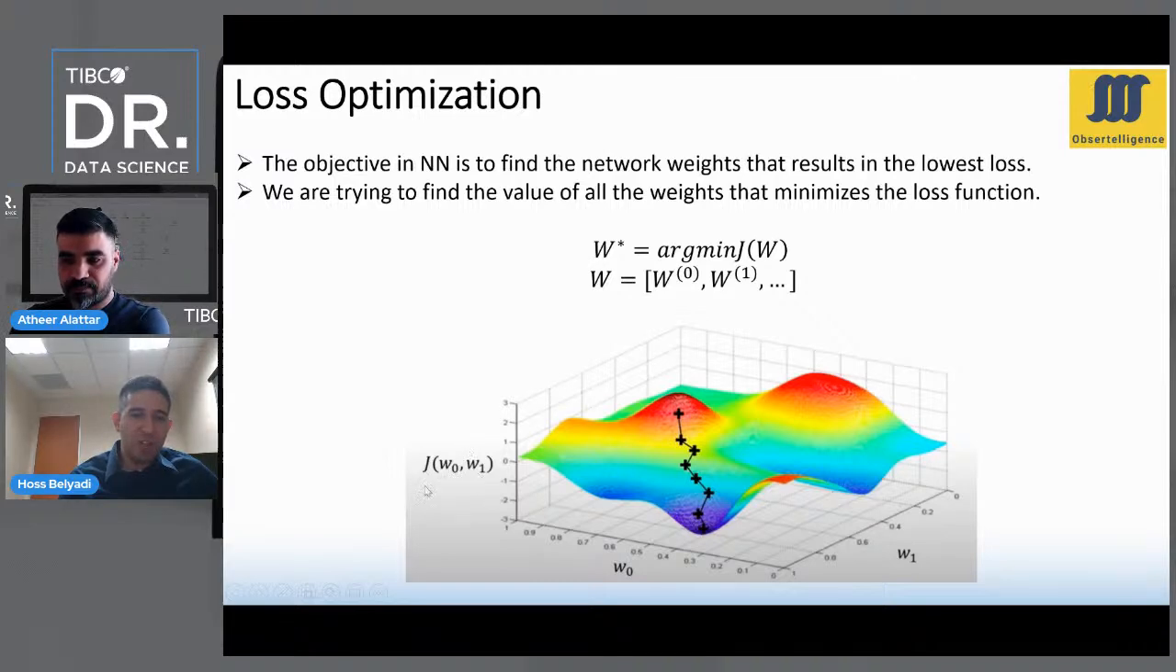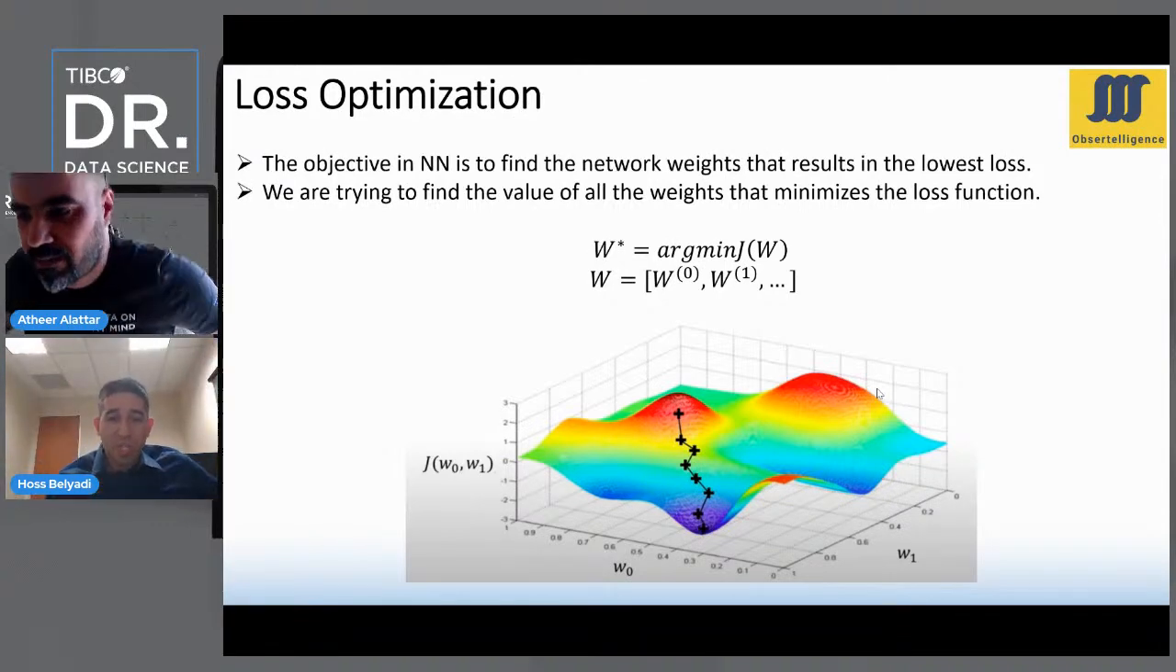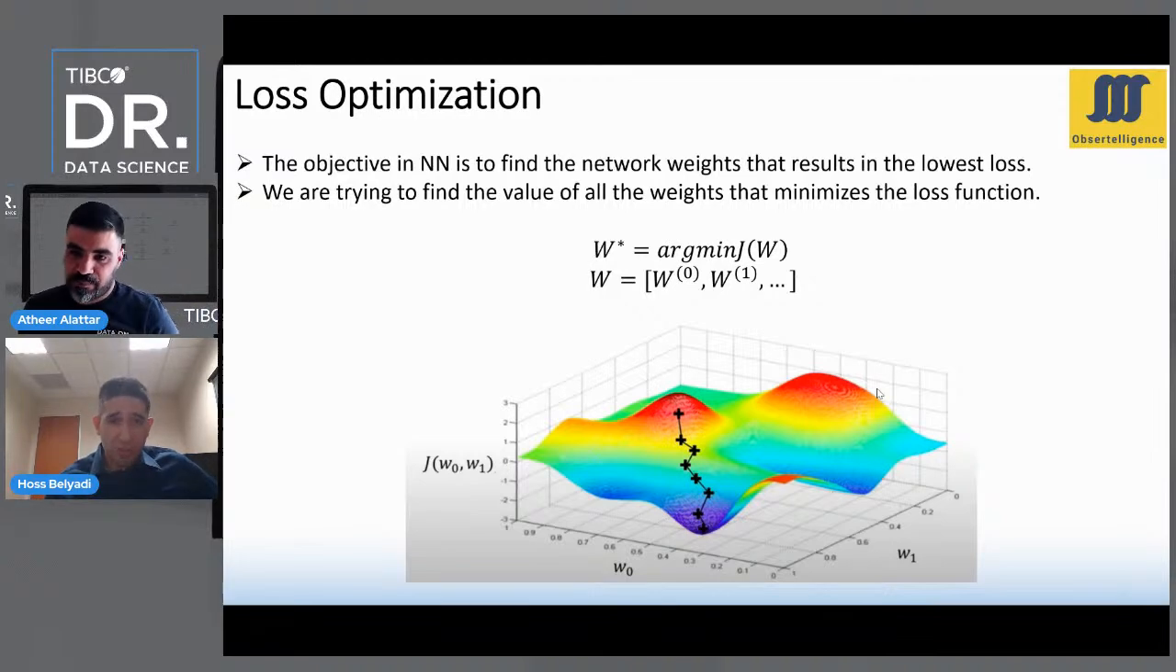This is the loss function with respect to these two weights, W0 and W1, right? Imagine you're at the top of a mountain and you're trying to go down to the bottom, like what I'm showing in this picture. So you're taking gradient descent. You're taking the gradient of your weights. If you have multiple weights, you're taking the gradient of those weights and basically going down until you reach the lowest point, which is basically minimizing that loss function, right?